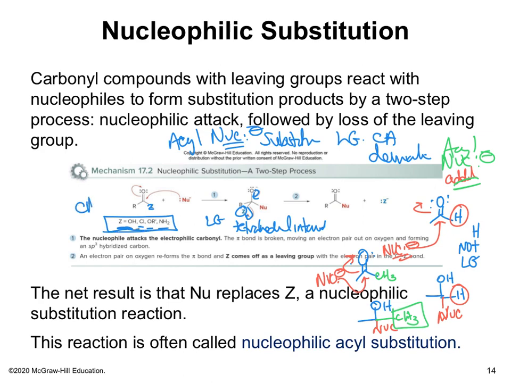Carboxylic acid derivatives, which we'll talk about next, undergo acyl nucleophilic substitution, because when the nucleophile adds, you have a leaving group here, and so you reform the carbonyl. And then you have the nucleophile substituted, and you reform the carbonyl. Nucleophilic acyl substitution.